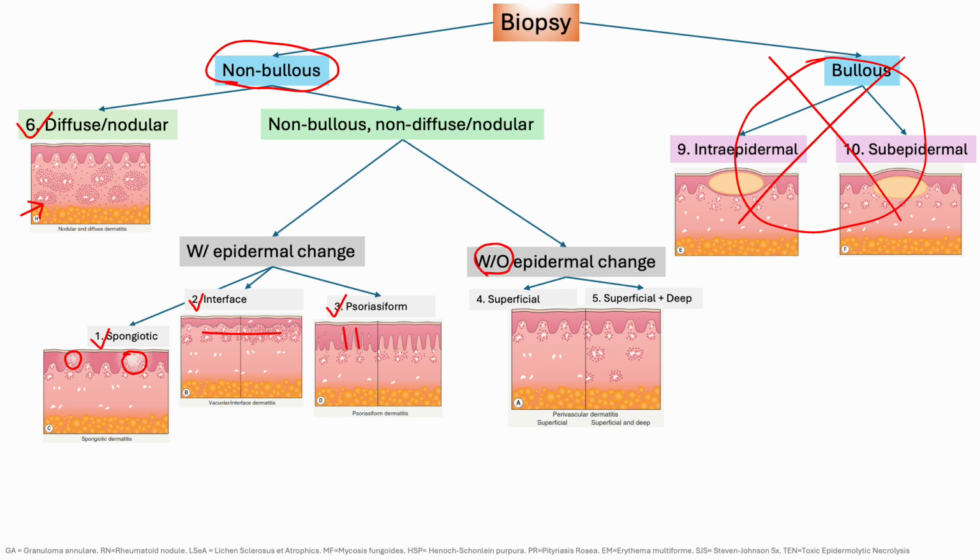Now let's move on to the non-bullous, non-diffuse nodular, but without epidermal change. Then there should be only abnormality in the lymphocytic infiltrate. Then the question will be, where is the inflammatory infiltrate? Is it in the superficial only, or is there infiltration superficial plus deep? That will subdivide the pattern into number 4, superficial perivascular, and number 5, superficial plus deep perivascular infiltration. So now, plus this number 6, we have 6 main patterns to study today. And I hope you understand at this moment.